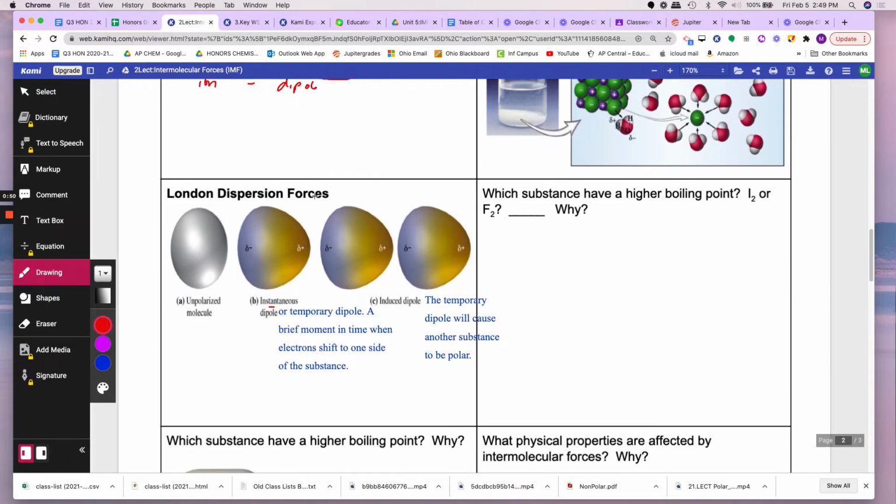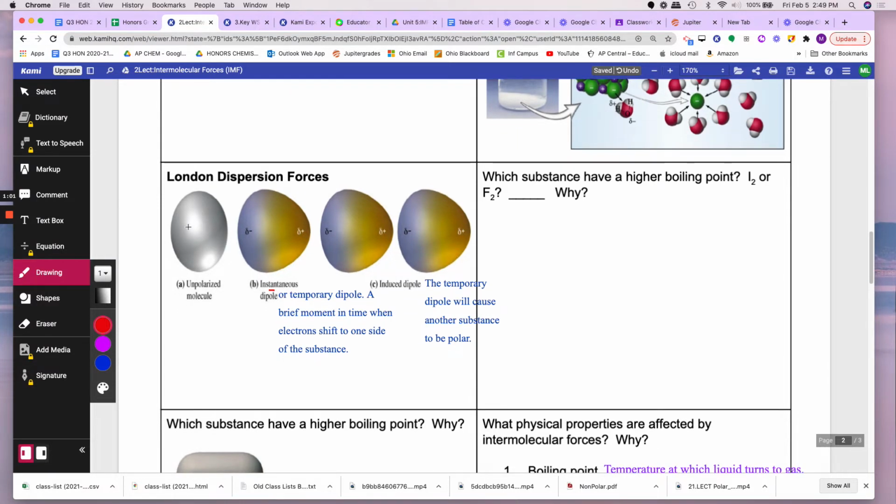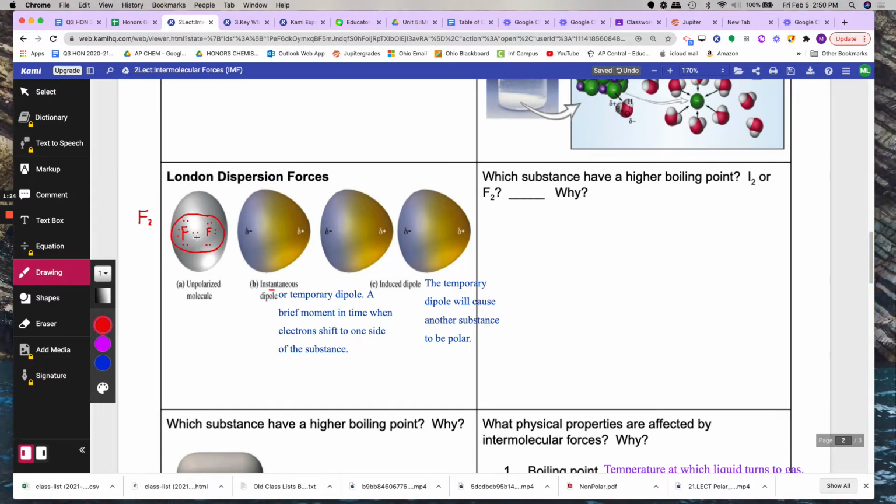Okay. London dispersion forces is predominant in substances that are both nonpolar, but it's present in all substances, and let me tell you why. First of all, let me give you an example. Let's look at a nonpolar substance, F2. So F bonded to another F. F has 7 electrons, so it'll have 14. 2, 4, 6, 8, 10, 12, 14. As you can see, the electrons are evenly dispersed throughout because they both have the same electronegativity. So this substance is unpolarized or nonpolar.